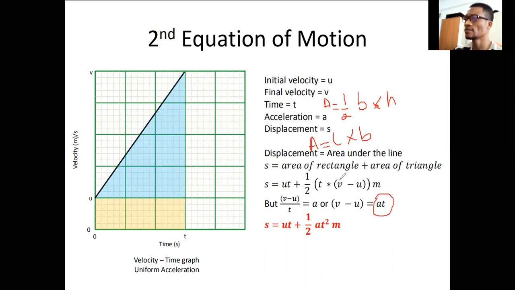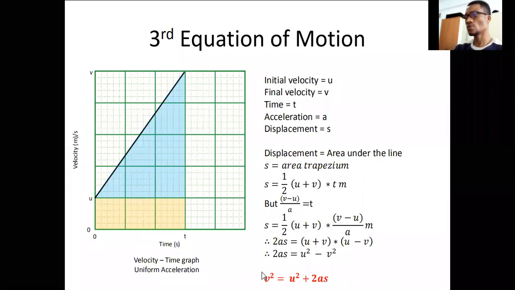We put it here, AT, and then we're going to have AT square because of this T. So T times AT, we have AT square. So this is how we arrive at this formula. Our displacement is S equals UT plus half AT square, and the unit is meter. So this is the second equation. This is how we derive it. And then let me take you to the third equation.